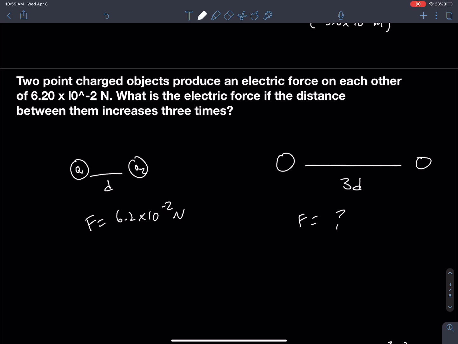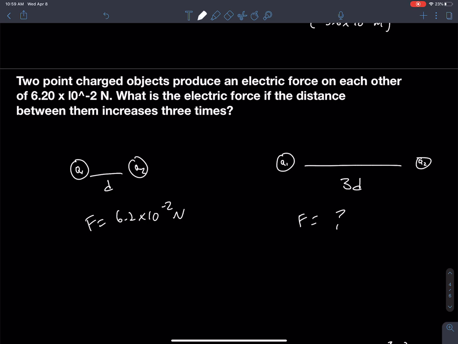Now, this is a challenge. This is a challenge because they didn't give me the charges in this problem. They didn't give me anything else. But if you know, in both these equations, the charges stay constant. Okay, so what I'd have to do is a systems of equations.